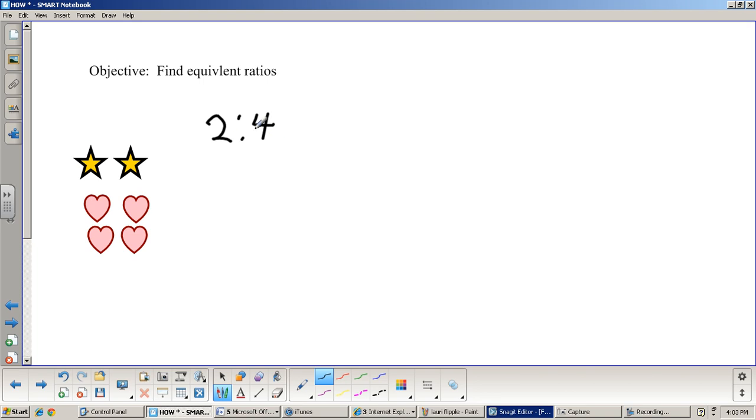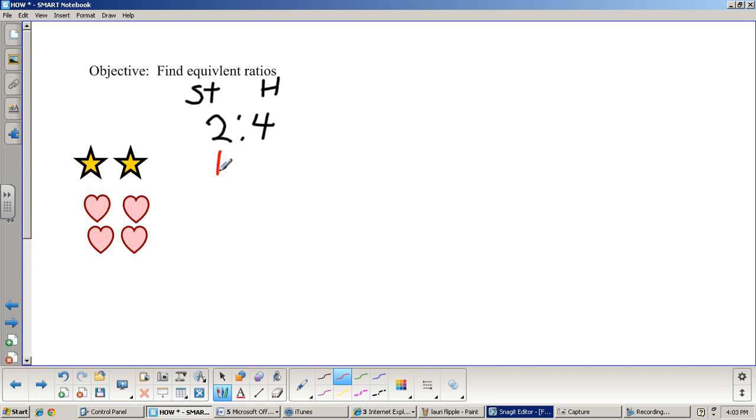2 to 4. Now, in order for me to find an equivalent ratio, I have the options of either multiplying or dividing. So this number here represents my stars, S-T for stars, and this number here represents my hearts. So let's say I wanted to find an equivalent ratio where the stars were only 1.